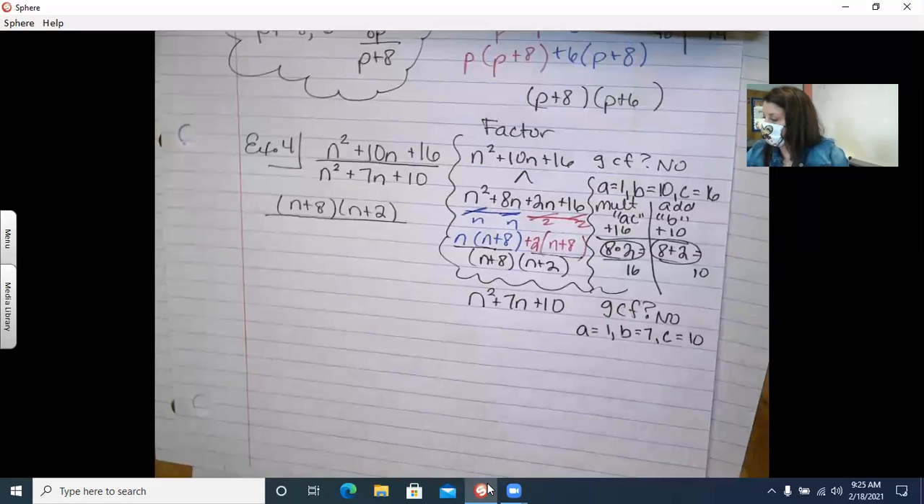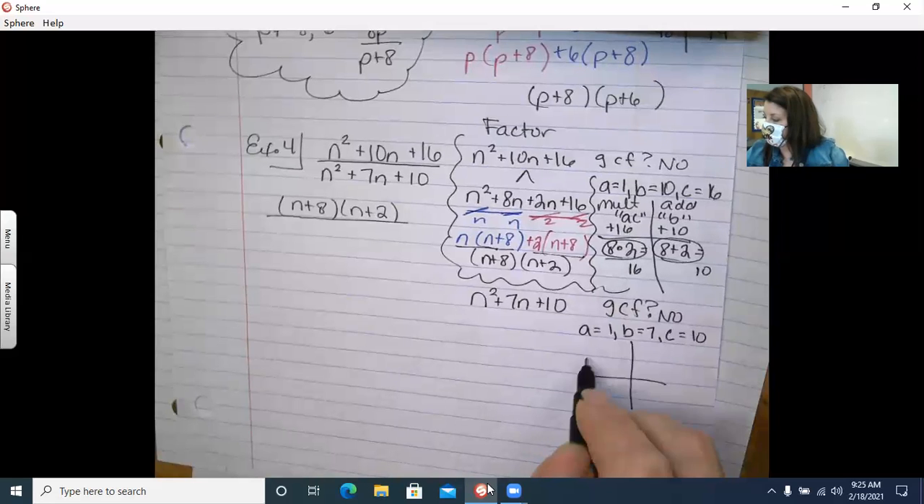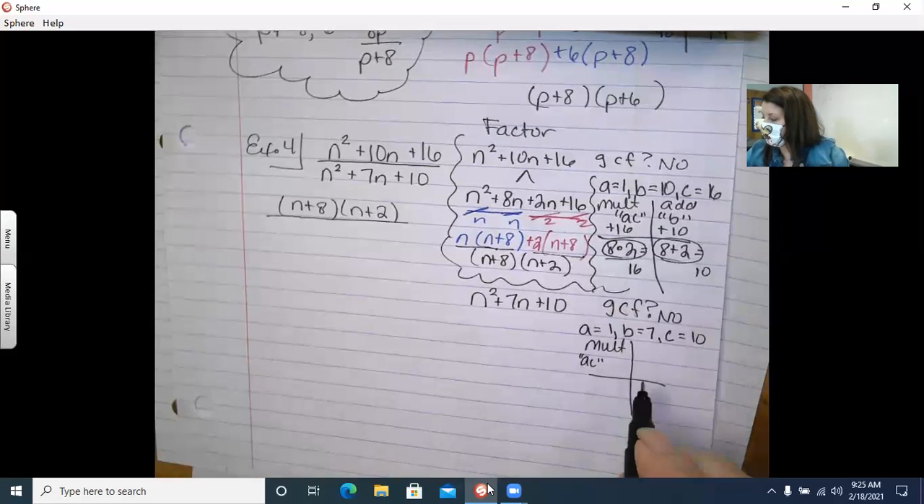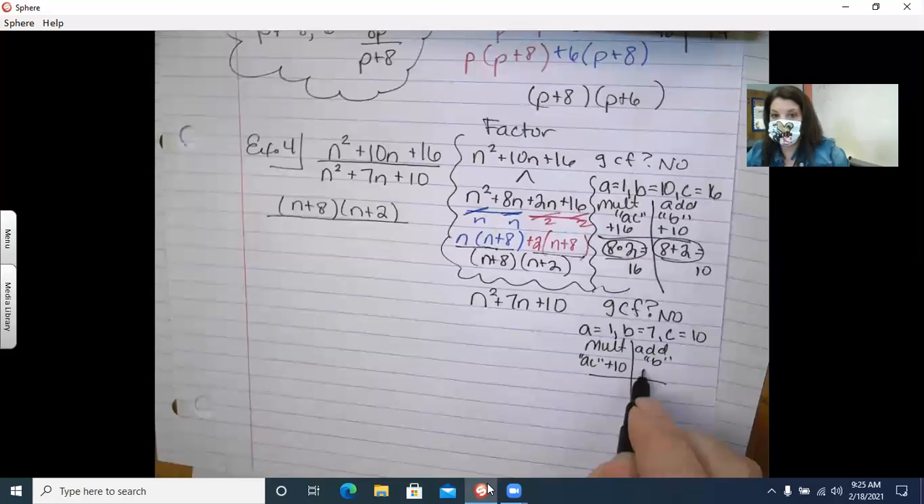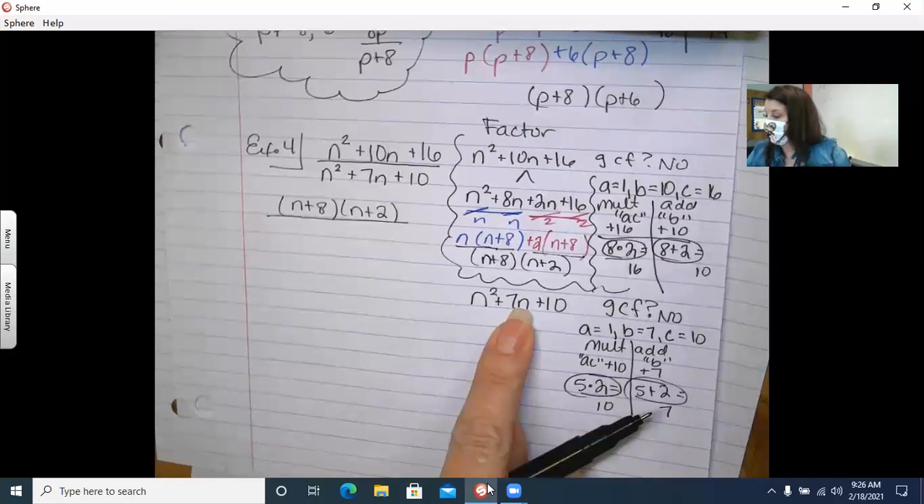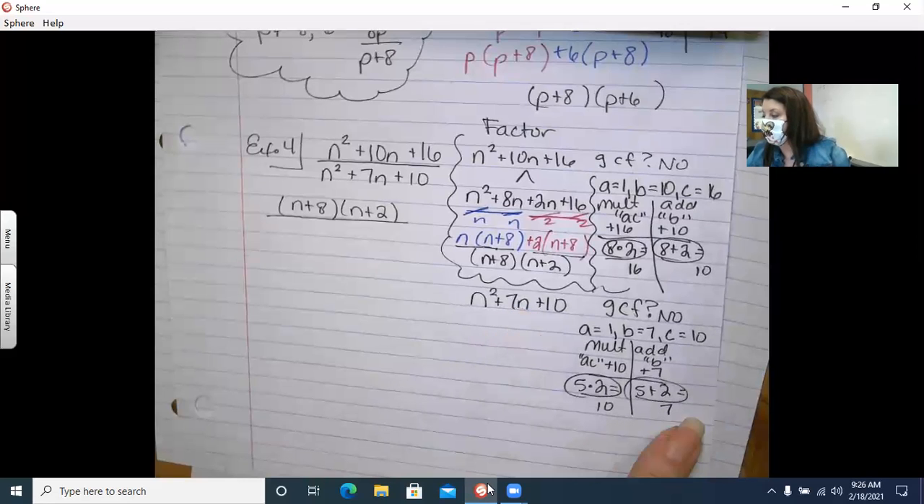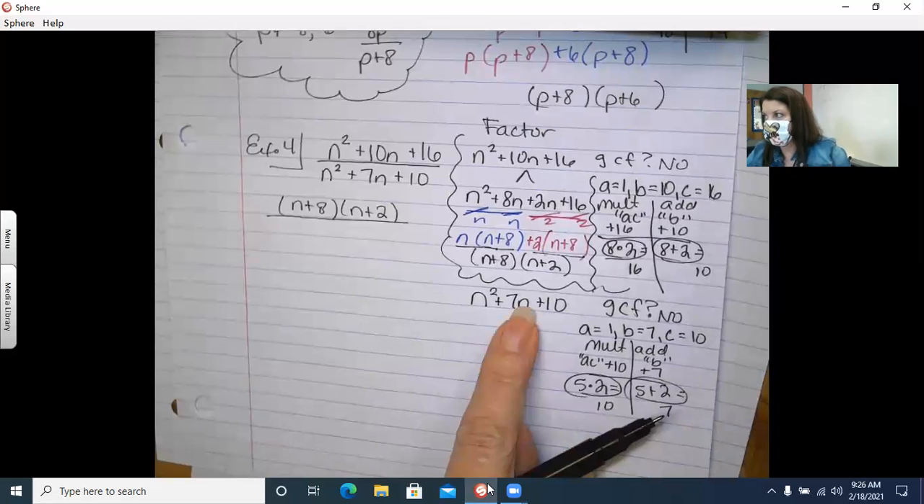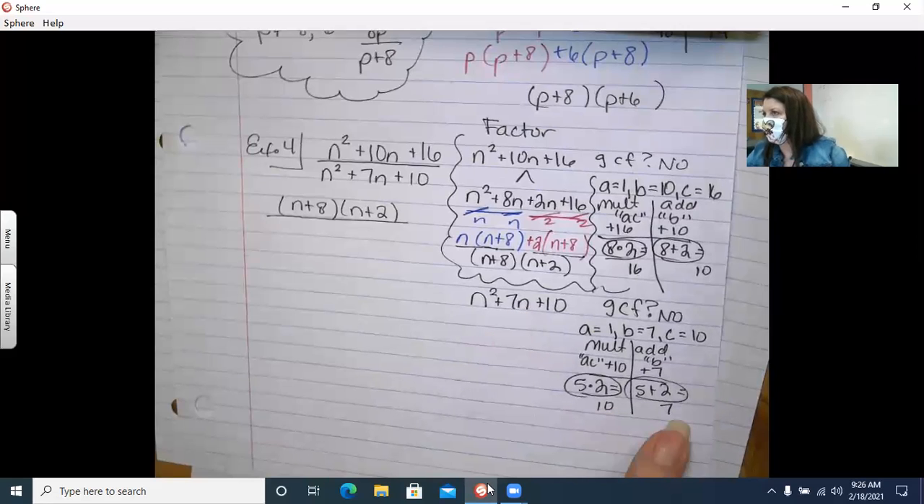Make my T-chart. We need two numbers that multiply together to give me A times C, which is positive 10, and then add to give me B, which is positive 7. What do you got? 5 times 2 does equal 10, and 5 plus 2 does equal 7. So the 5 and 2 is how we're going to rewrite 7n. 5n plus 2n gives me 7n. If I use 10 and 7, if I forget, is 10n plus 7n 7n? No. So I'll know, oh yeah, I'm replacing the middle term, so it should equal the middle term.